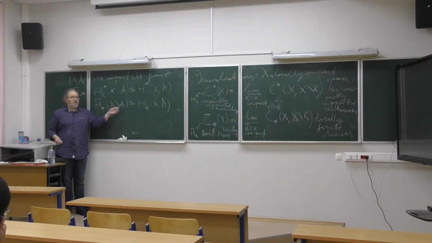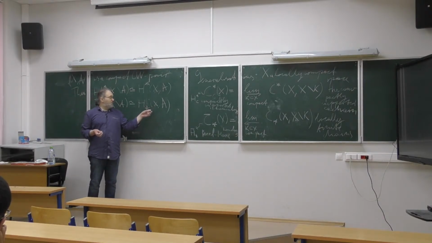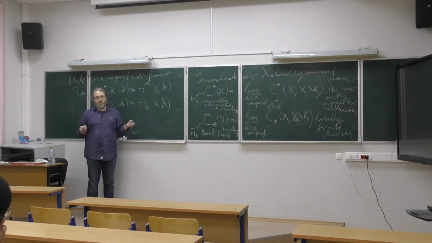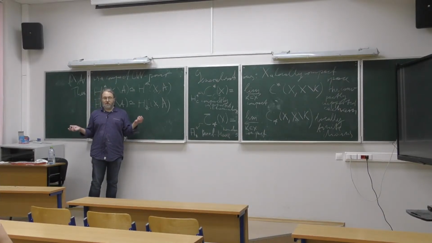If we have something which is not compact, but such that the one-point compactification is a CW complex, then we basically obtain here the reduced homology of this CW complex by taking A to be a single point.